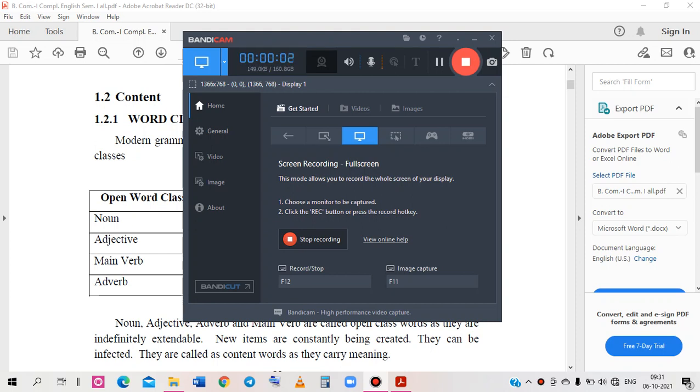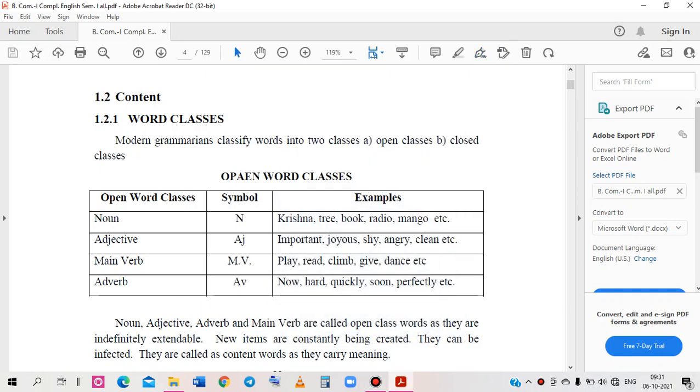Morning, everyone. In the last lecture, we started the first unit of the module. Today, we will continue the same. In the last lecture, I dealt with word classes. It has two types: open classes and closed classes. We discussed what open classes are, why they are called open classes, and which are the open class words.